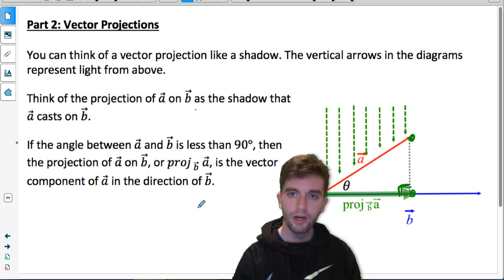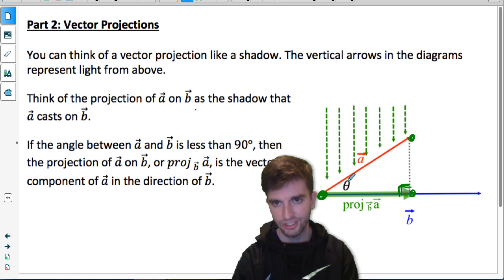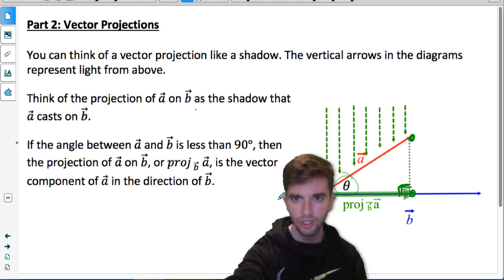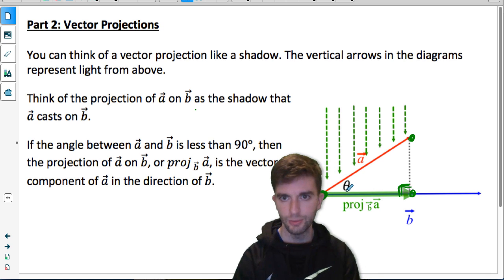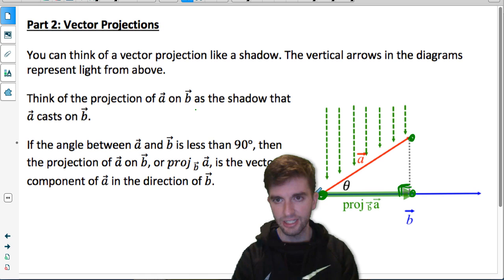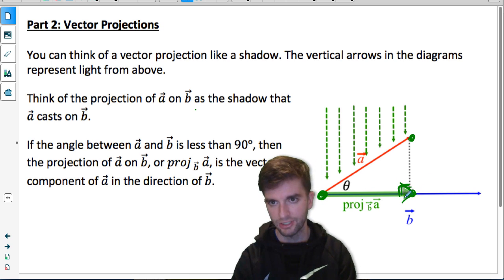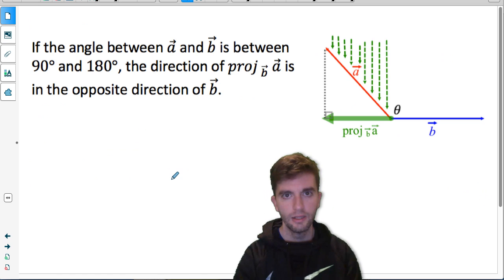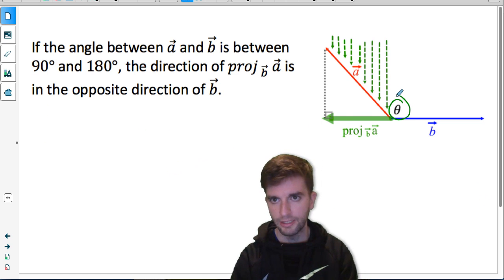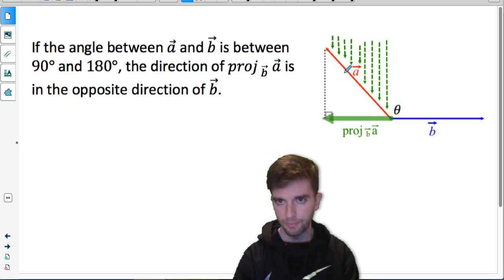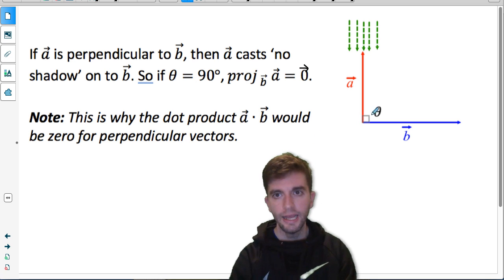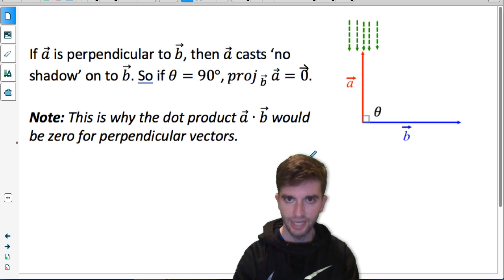And let me just go through a few scenarios with you about how the projection can change depending on what this angle is. So in this diagram, notice the angle is acute. It's between 0 and 90. And when that happens, if we're projecting A onto B, the projection vector is going to be going in the same direction that vector B is going in. If the angle is obtuse, so between 90 and 180, then the projection vector is actually going to go in the opposite direction of vector B. And if the angle between the vectors when they're placed tail to tail is 90 degrees, then the projection of A onto B is actually the zero vector.